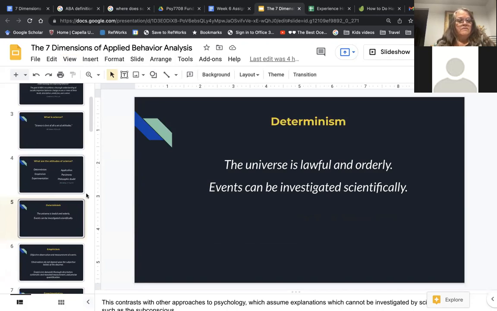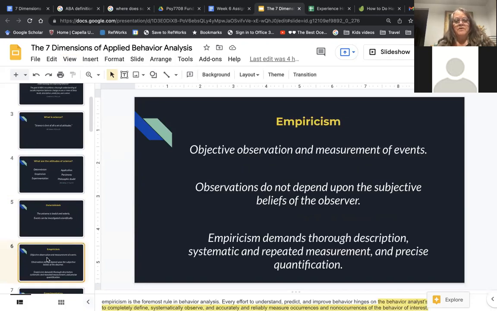Okay. After determinism, then we have empiricism. That's a big word, but basically what it means is that we can objectively observe and measure events. So, for instance, scientists will frequently measure the temperature of different things, or they might measure the volume or the speed of travel or the weight.